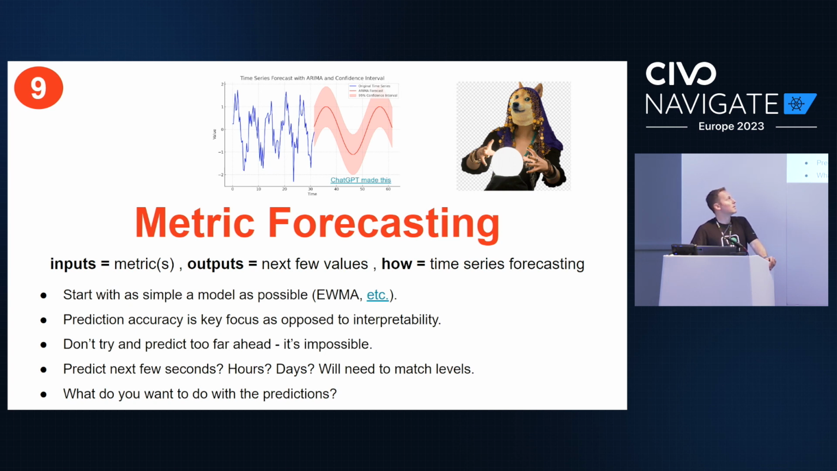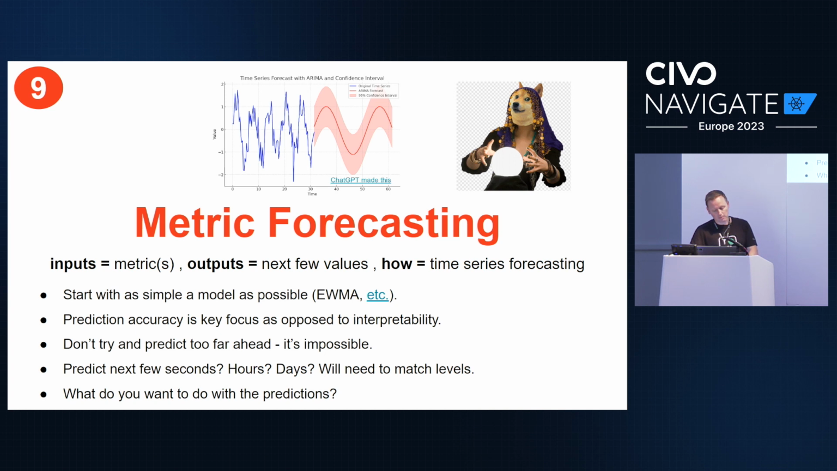And then the question is, what are you forecasting for? If you've got second level metrics, there's no point in trying to forecast for the rest of an hour ahead or something like that. It's just not going to work. So you need to be very careful about how far ahead you are predicting. Don't try and predict too far ahead; it won't work. And you need to match the level. So if you want to forecast at hours, then you need to aggregate up to the same level before you can even train any models or do anything like that.